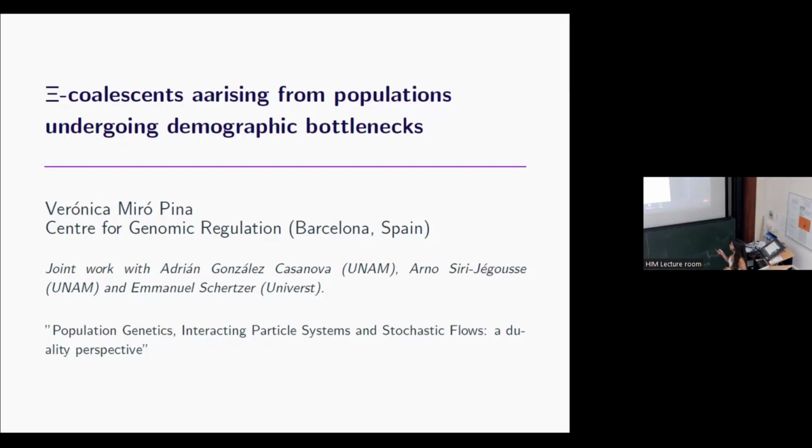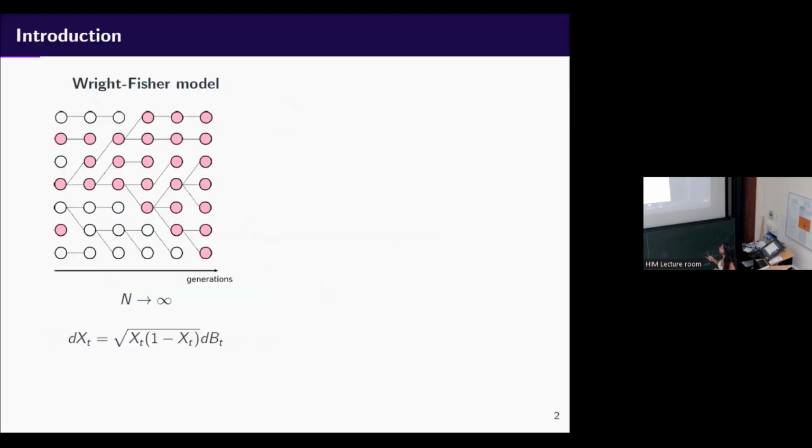So the first part is a joint work with Adrian and Arnaud that is already published, and the last part is work also with Emmanuel that we were trying to finish this week. So as a little introduction, we are going to consider the Wright-Fisher model that Jason already introduced quite in detail during his talk. So in this Wright-Fisher model, time goes from here to here.